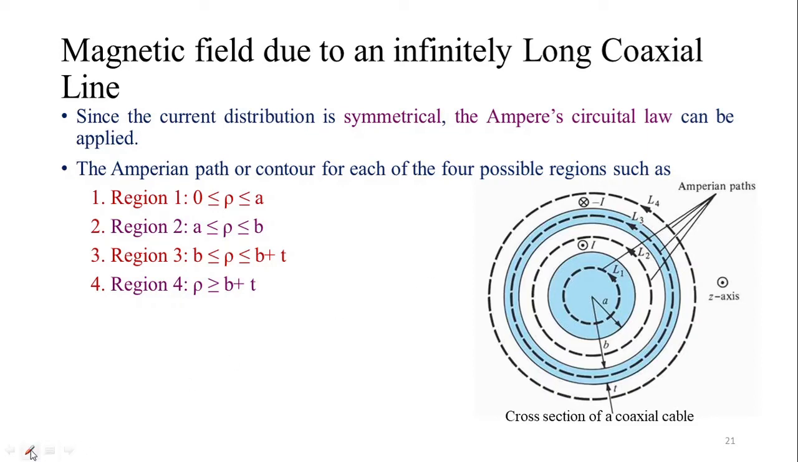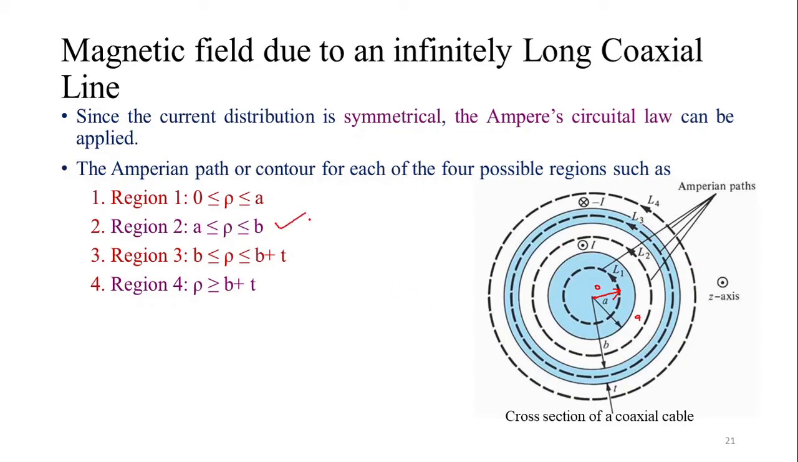Just see here, the inner radius is A. If you want to find the field at a point between 0 and A, the entire conductor carries current I, but if you want to calculate only up to this point, only part of the current will be taken. That is region 1. Outside this, you have the second region, from A to B. This one completely encloses the inner current.